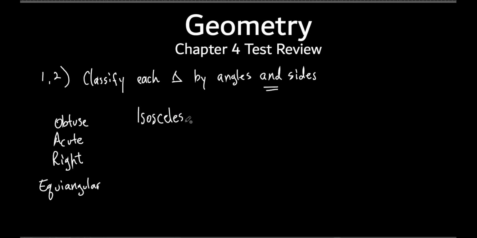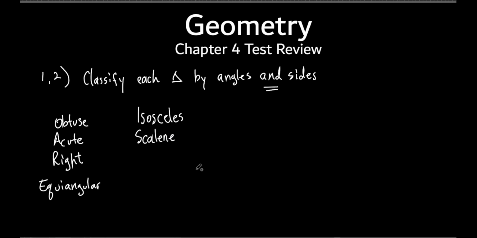At least 2 of them, right? But we usually just go 2. So 2 or 3. All right, if you have 2 or 3 sides that are equal to each other, you could call it isosceles. Everybody got that? What if none of the sides are equal to each other? We call it a scalene triangle by its sides.